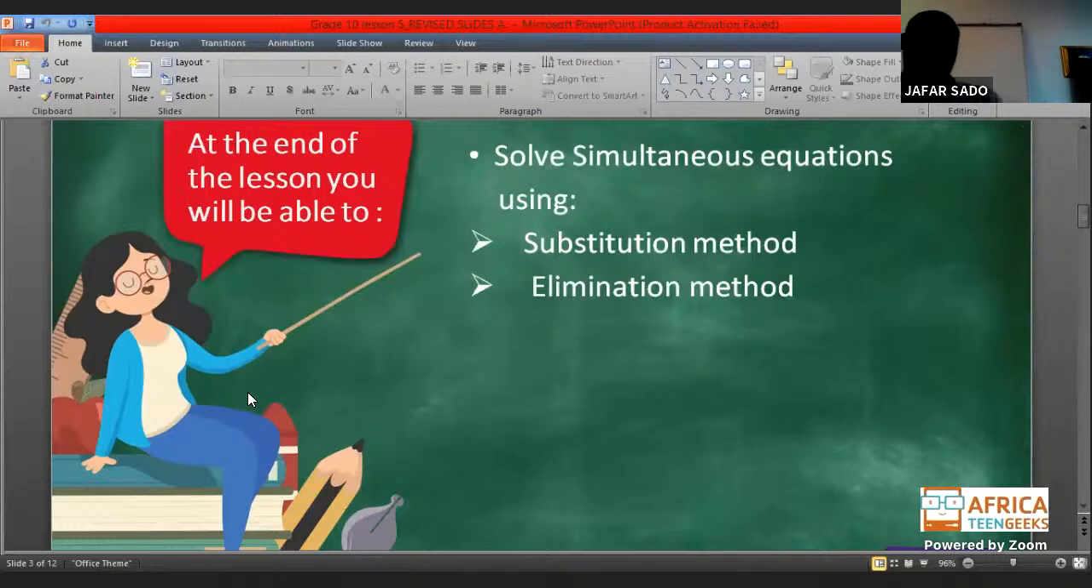At the end of our lesson today, we should be able to solve simultaneous equations using the various methods. We have different ways of solving simultaneous equations: the substitution method, the elimination method, and also the graphical method. But today our focus will be how to solve simultaneous equations using substitution and elimination. At the end of the day, we should be able to solve any simultaneous equation given to us using these two methods.